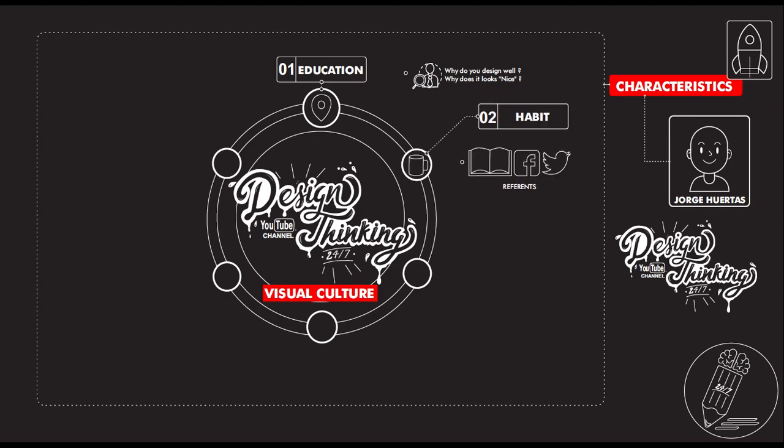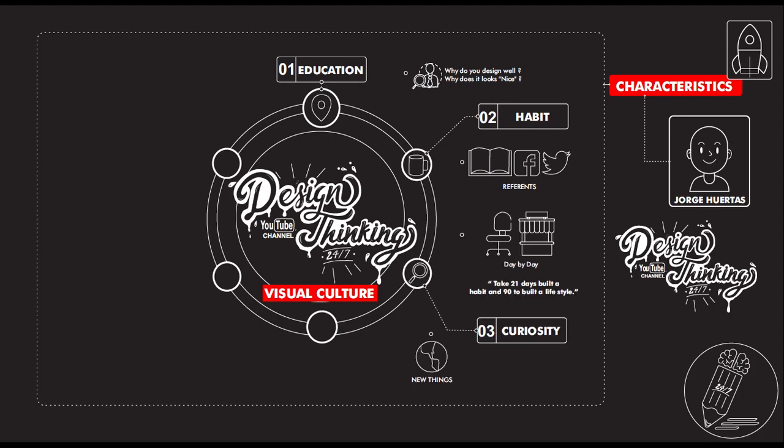It's very important to understand that visual culture is a habit, and if you want to develop a habit you need to have references, you need to constantly educate yourself, watch different references in social media, in books, in architecture, in everything. You need to know what is going on right now visually. Another important thing is to be curious about something. So if you want to develop a good visual culture, you need to work day by day.